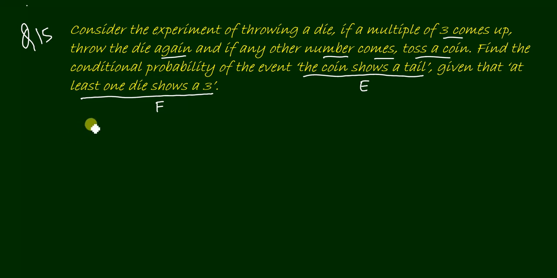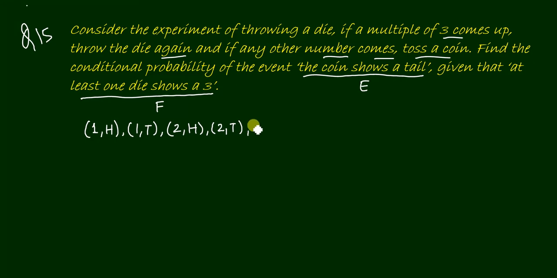When we throw the dice and 1 comes up, 1 is not a multiple of 3, so we have to toss the coin. When we toss the coin, either head or tail will come, so with 1 either head or tail will come. Then we threw again and got 2. 2 is not a multiple of 3, so again we toss a coin, so we get 2H and 2T, means 2 head and 2 tail.